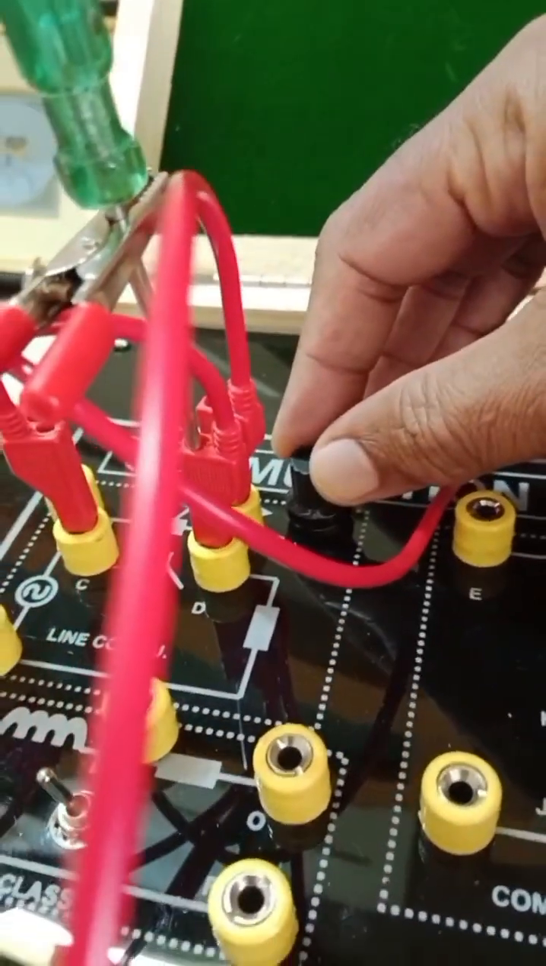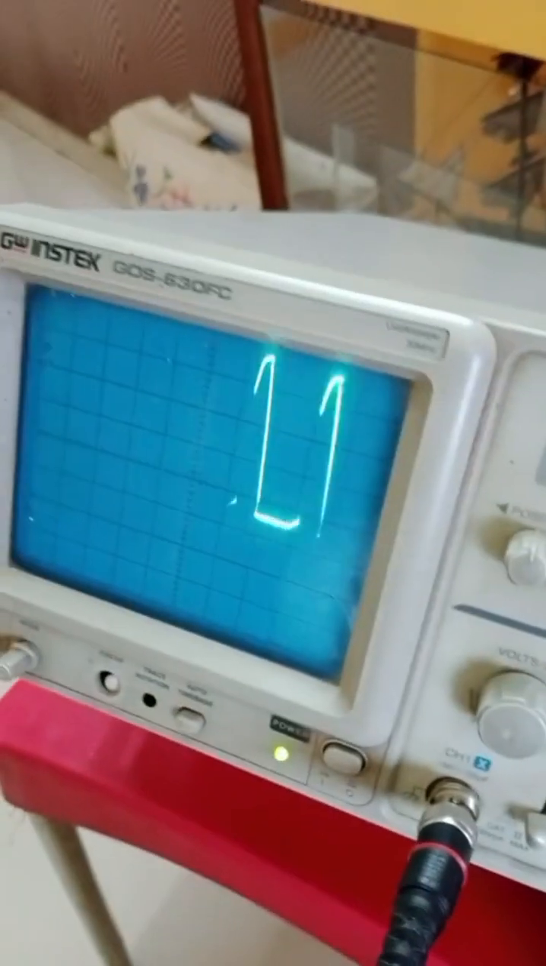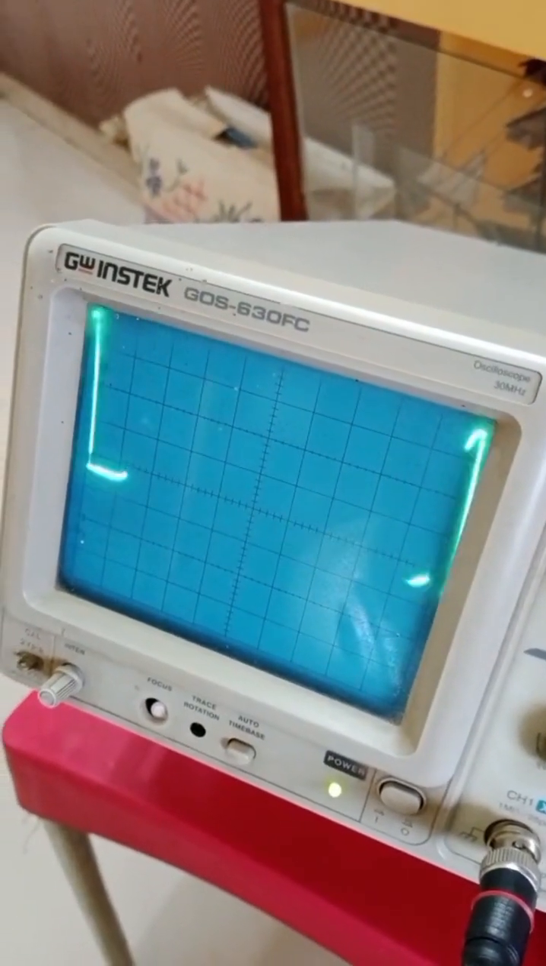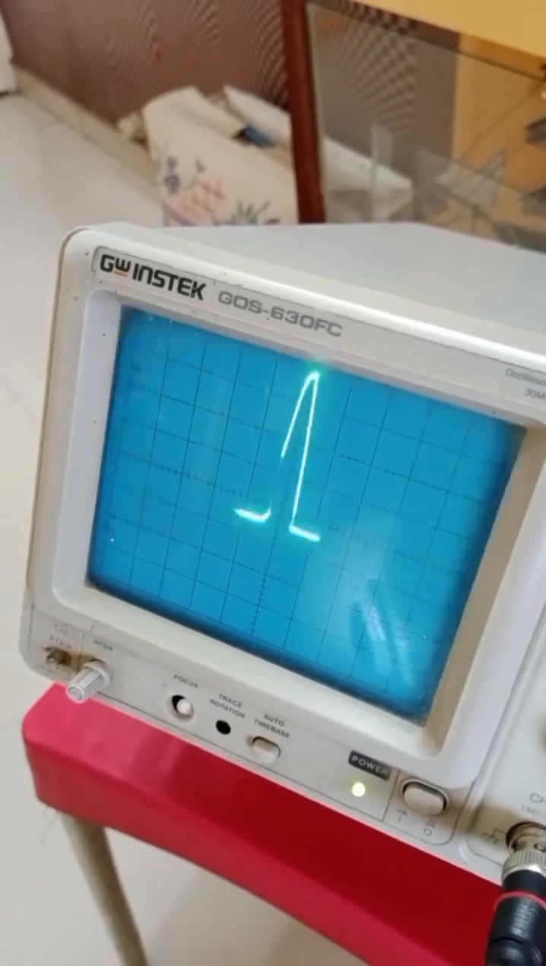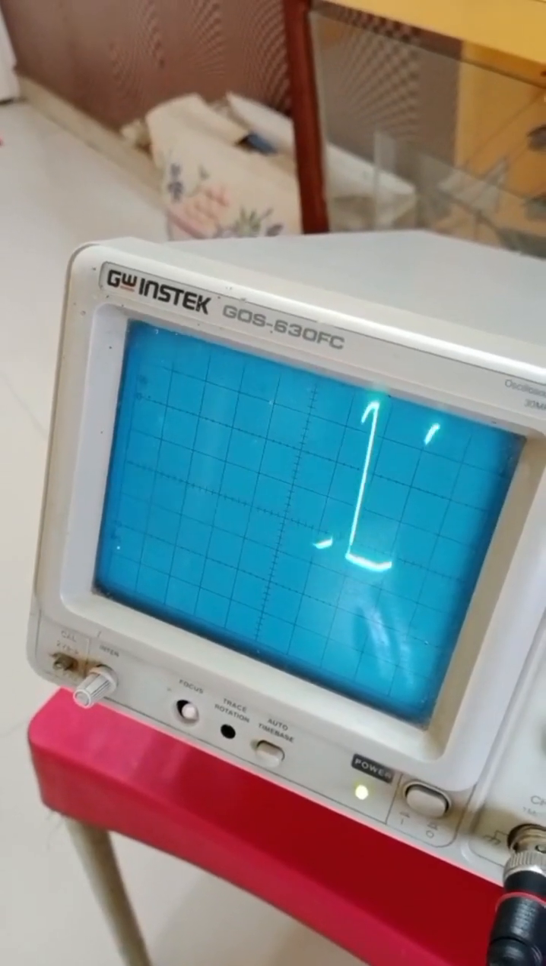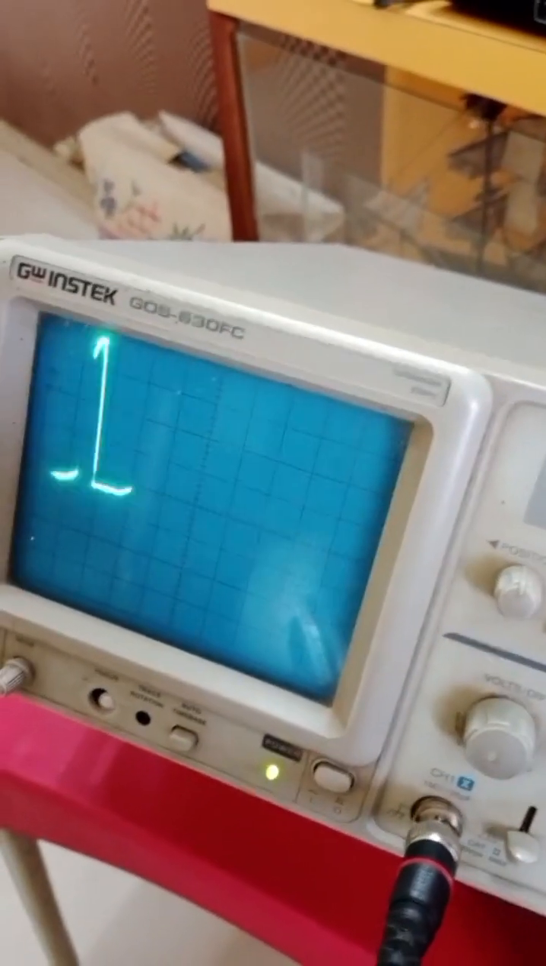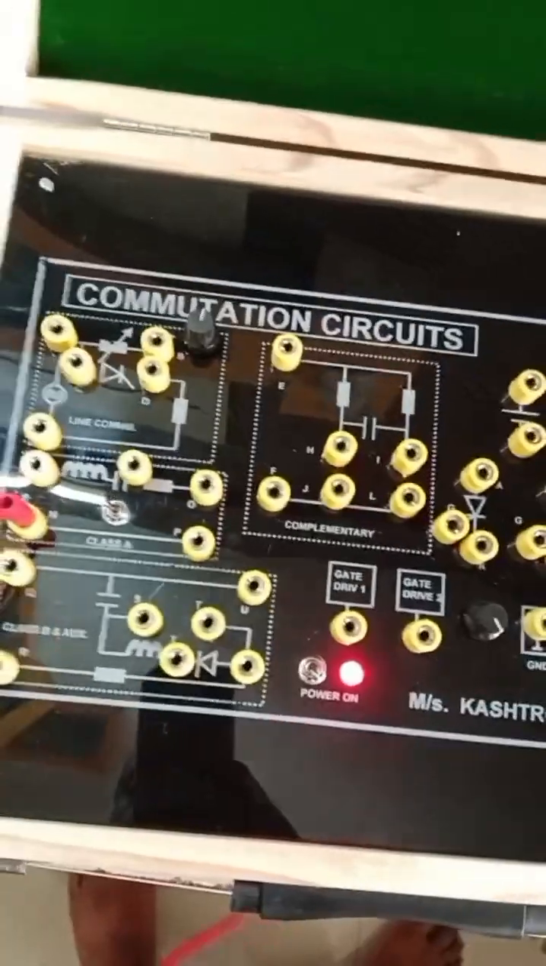So this is the line commutation. Using this spot we can vary the angle. So this is the waveform for line commutation.